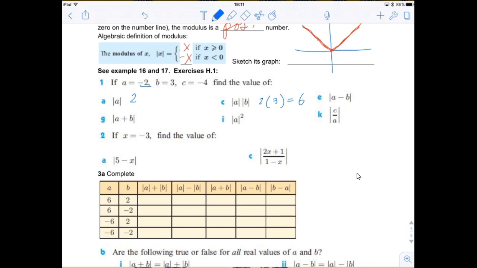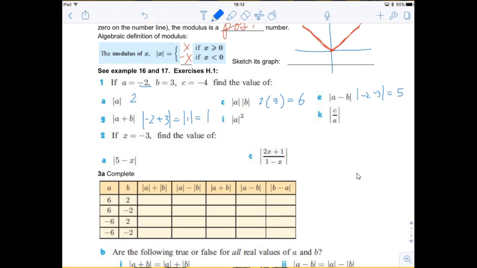E, a minus b modulus. So that would be negative 2 minus 3 modulus. So first you would do what's inside the modulus functions. It's kind of like parentheses. So you'd have negative 5 modulus. It would be positive 5. G, a plus b modulus. So that would be negative 2 plus 3 modulus, which would be 3 minus 2 is 1. So the modulus of positive 1, which is just 1.